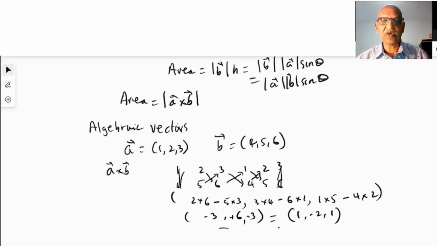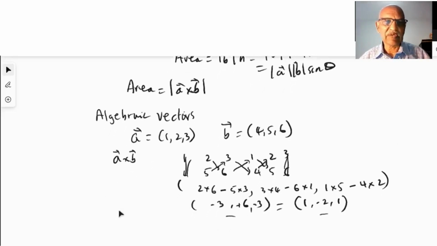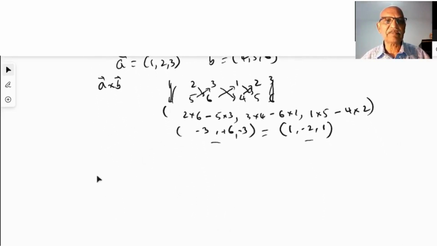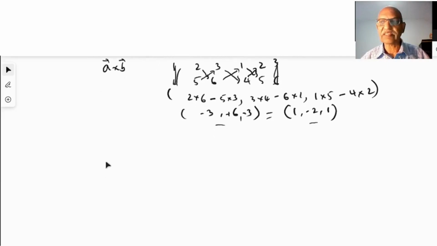I can leave it here or I can simplify it. It is the same vector. So this is what we do. We have a formula, but this is better than the formula we have. Let's do more exercise of this one here.